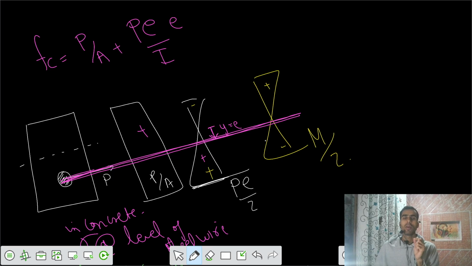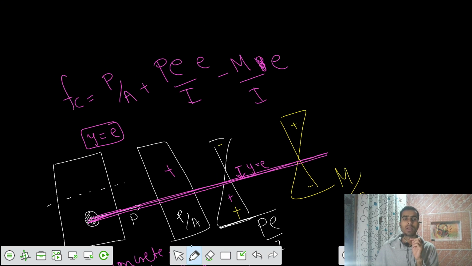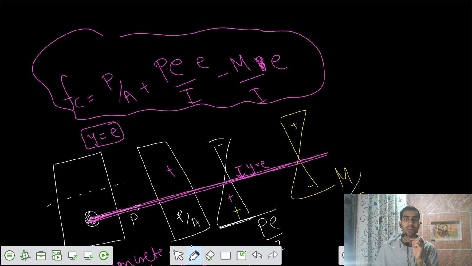This is your PE y by I, My by I, where your value of y is the location of that cable line, y equals E. So this is your PE E by I. After that, the third term: minus M by Z, where Z is actually I by y, so we can write My by I. But the value of y is actually E, so we have the stresses at that level equal to this. This is our stress in the concrete at that location.